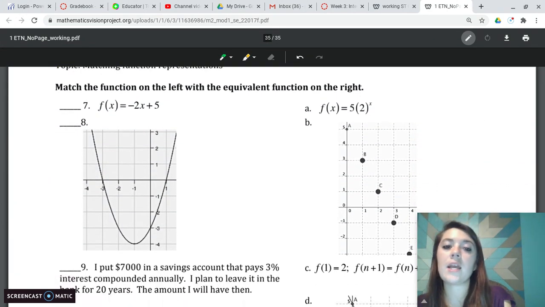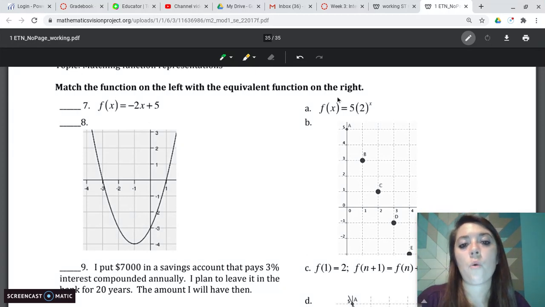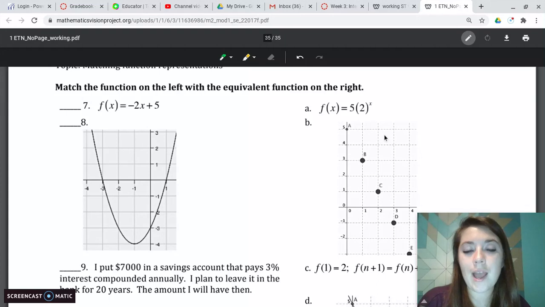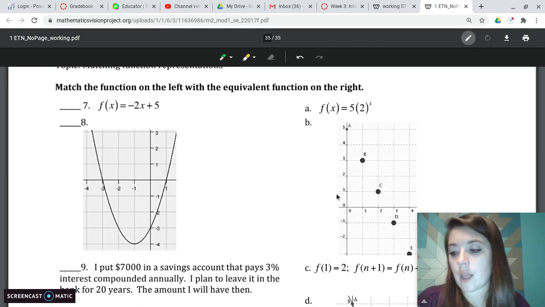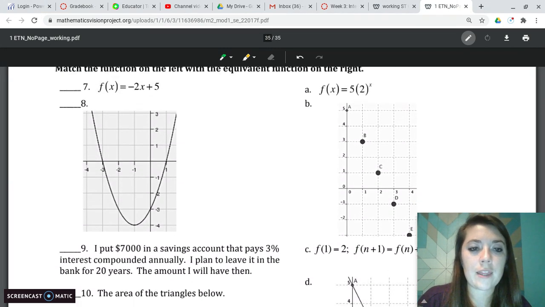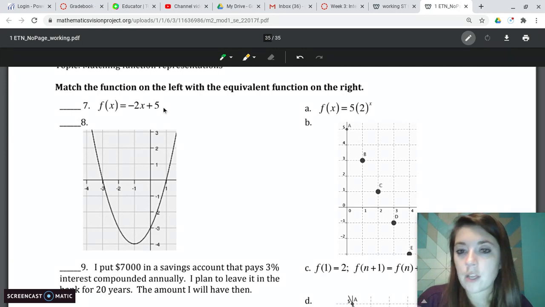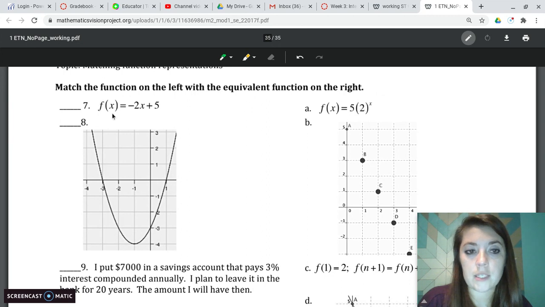All right, so what we have here is matching. So we want to match the function on the left with the equivalent function on the right. So they're going to be in different forms from one side to the other. Let me tell you. So if we look at these, this first one, we have an explicit equation. F of x equals negative 2x plus 5. So obviously A is not going to be what matches to that. These are two explicit equations, and they're very different things. That's not going to represent it.